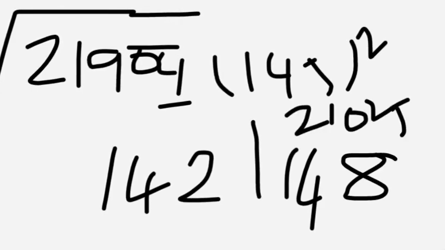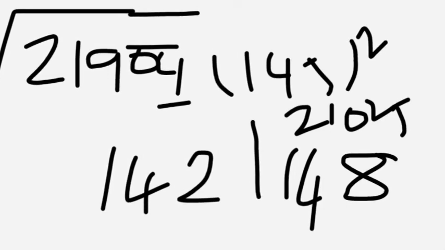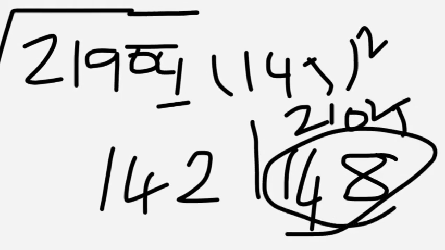This is 145 square. So our number 21904 is greater than 21025, so our answer would be one greater, 148. That's it. So like this, take more and more examples and practice. It will definitely come for any square root.